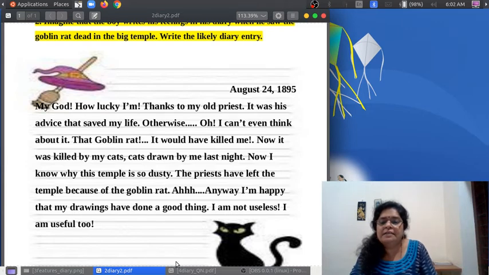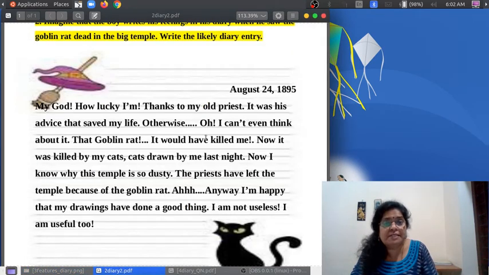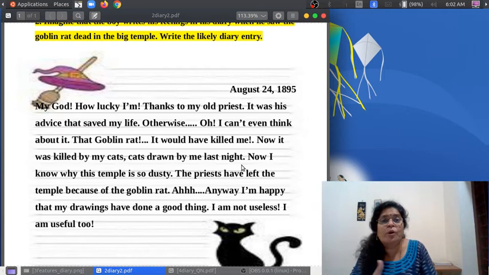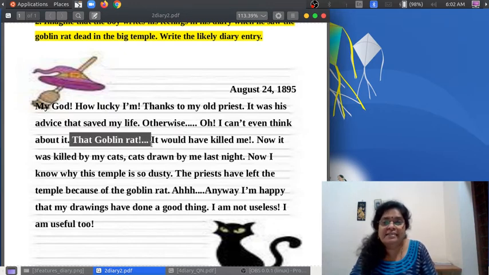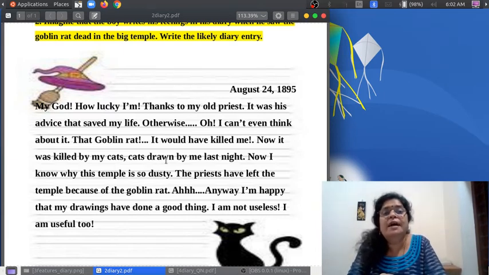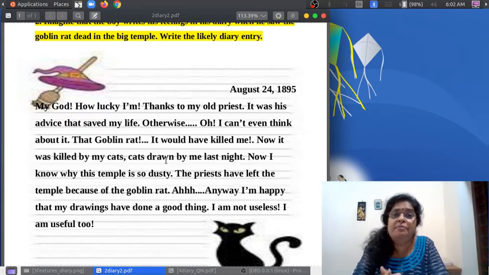Then, what is the next feature? First person narrative. Is it in first person narrative? Yes, it is. I am. I can't. So it is the first person narrative. And are there broken sentences? Yeah, sure. Listen. Here, otherwise, that goblin rat, all these are broken sentences. So I think you understood well how you can write a diary for the examination point of view.